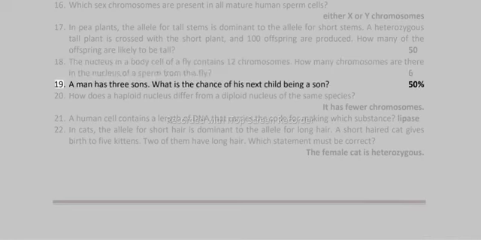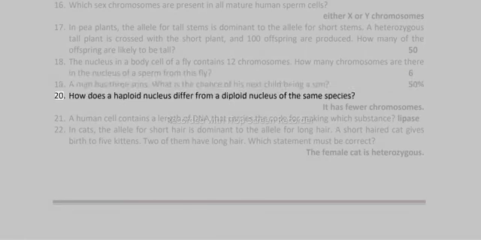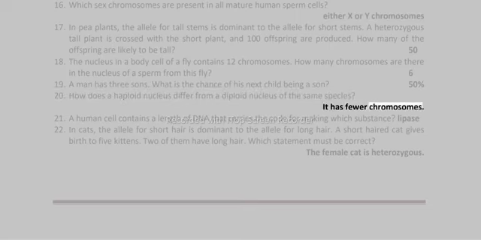6. 19. A man has 3 sons. What is the chance of his next child being a son? 50%. 20. How does a haploid nucleus differ from a diploid nucleus of the same species? It has fewer chromosomes.